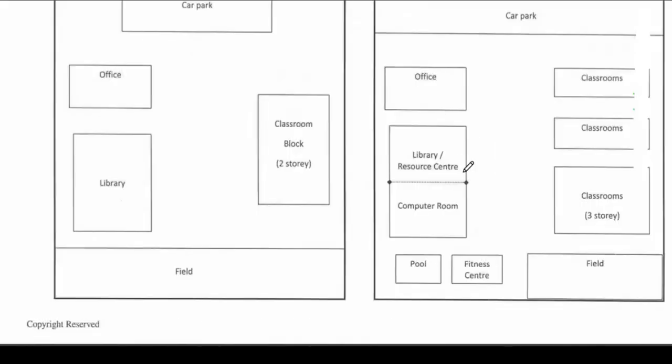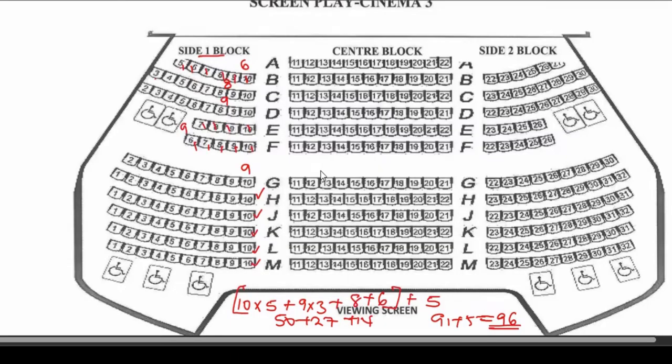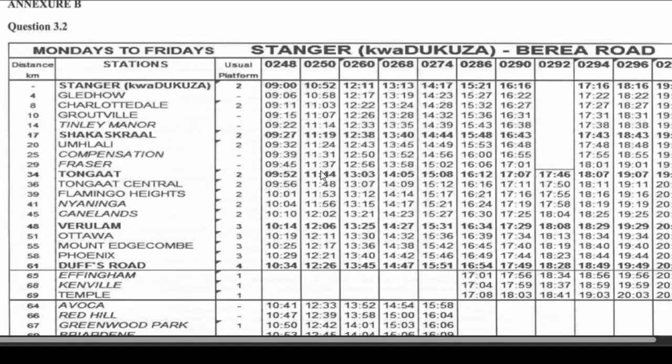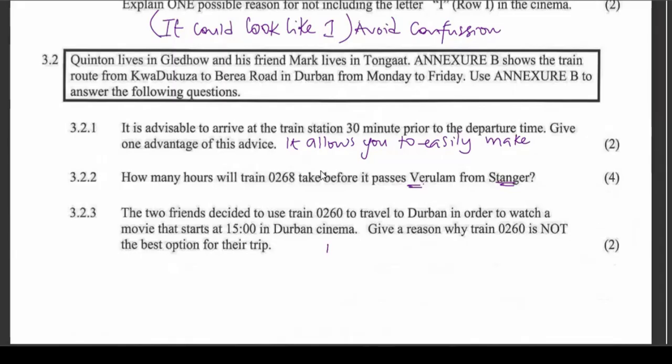Let's look at the mixture. So we are looking at this train here, from here, and it has to pass. How long will it take? That's what they want us to know. So we're going to subtract the bigger number minus the smaller number. I'll show you how we do it on the calculator.